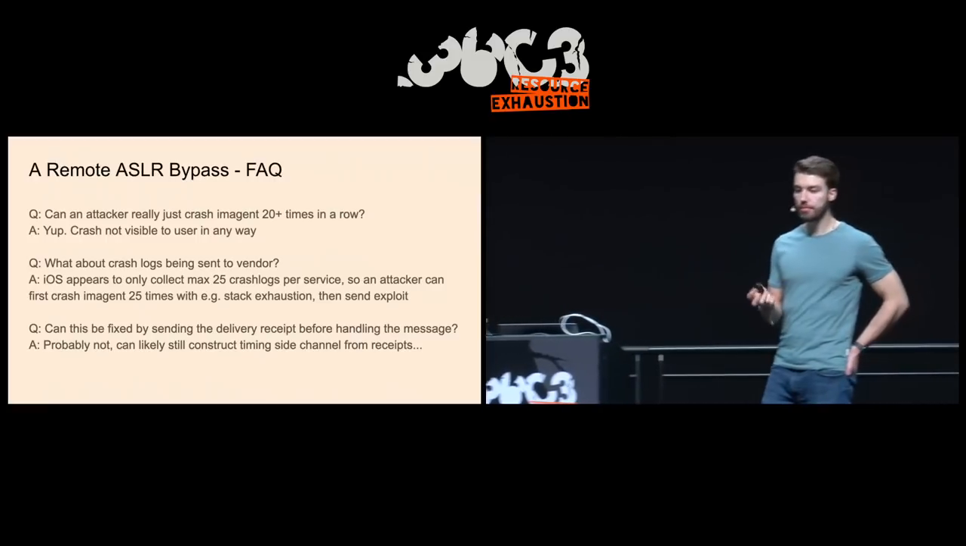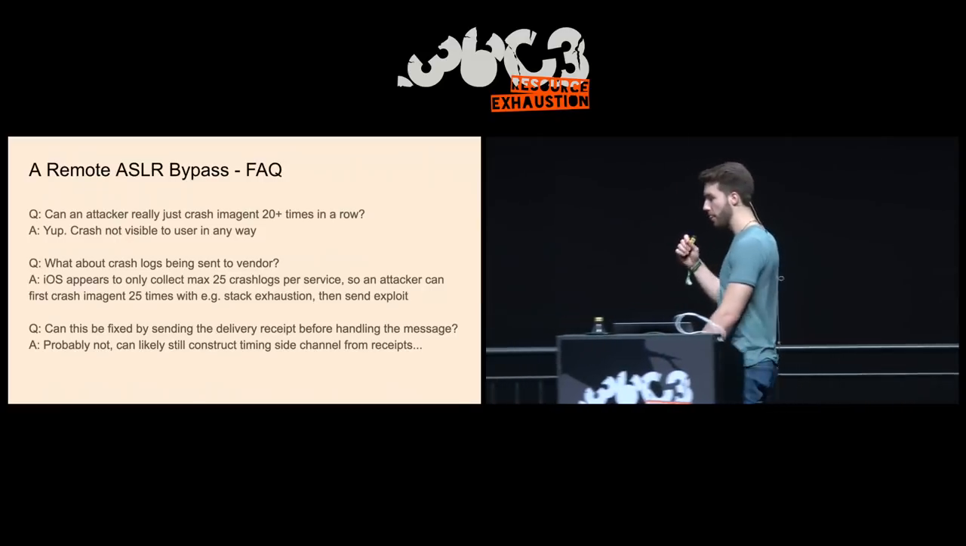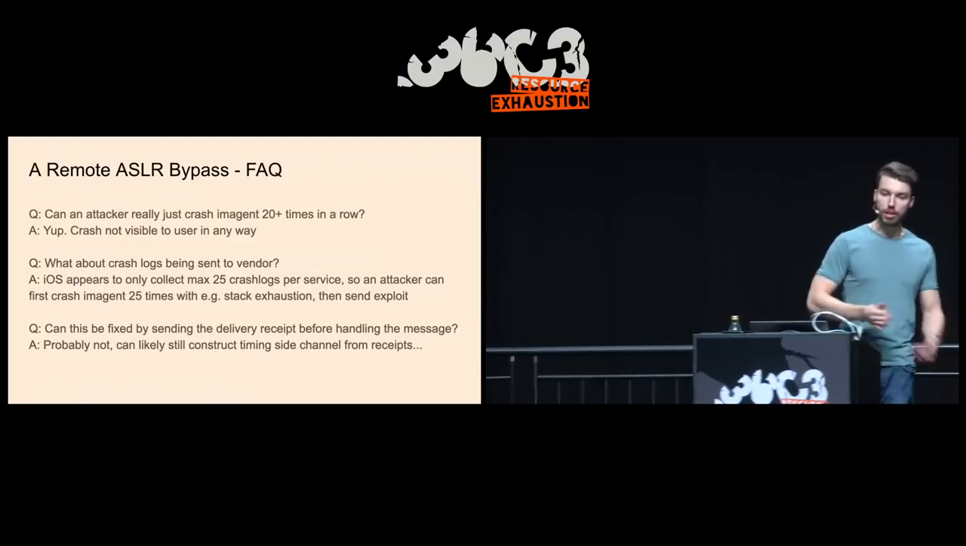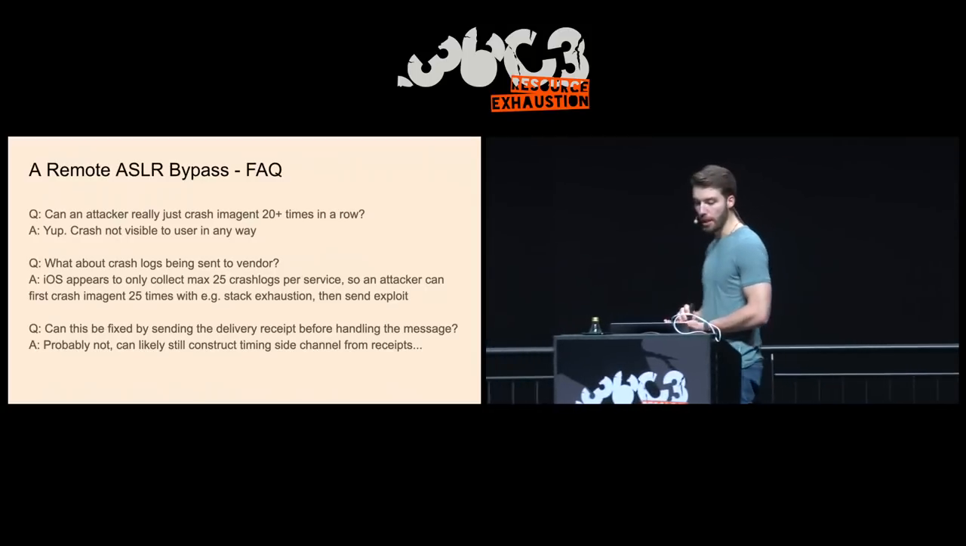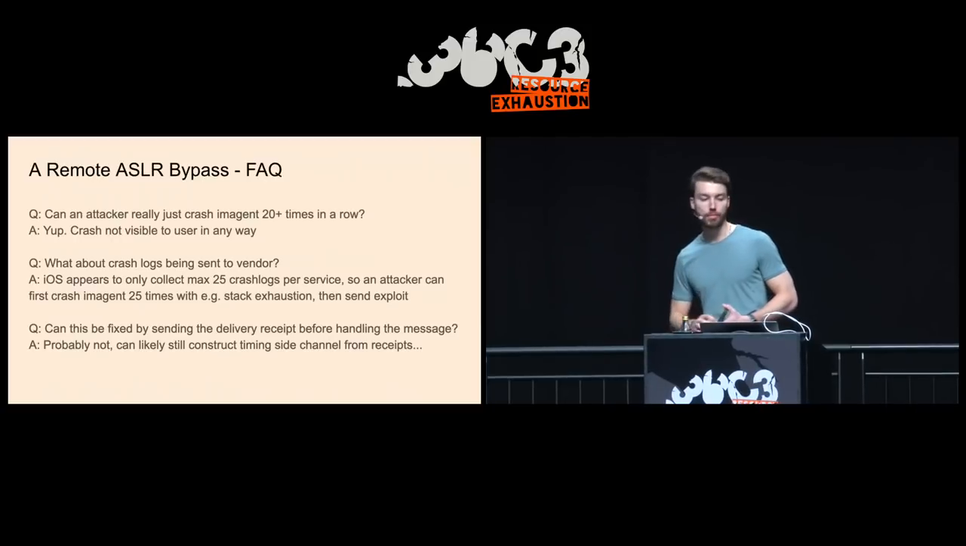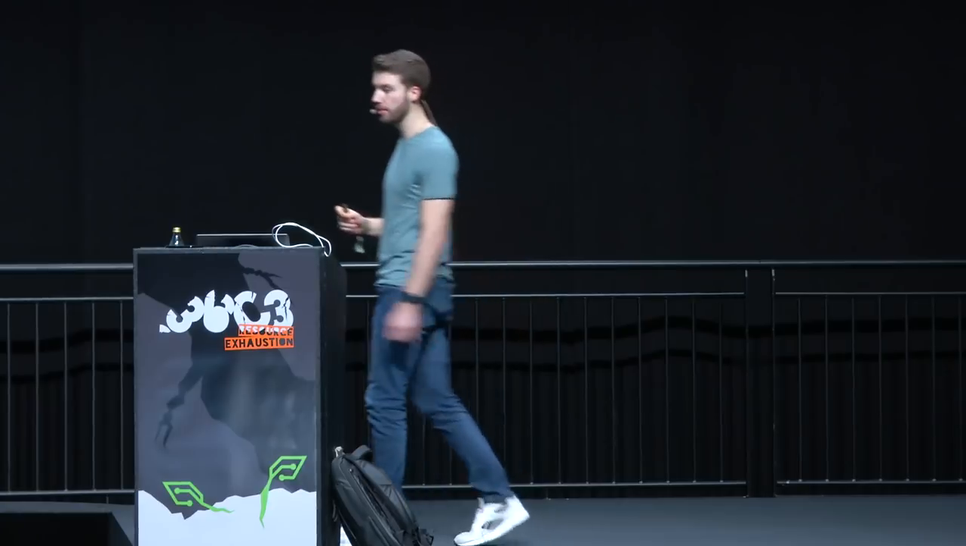Third question is whether this can be fixed by simply sending the delivery receipt very early on. I think this was my first suggestion to Apple, to just send this delivery receipt right at the start. Eventually I figured out it doesn't really work because you can still make some kind of timing side channel, because when a daemon crashes multiple times, it's subject to some penalty and it will only restart a few seconds or even minutes later. So from the timing of getting a delivery receipt, you can still basically get this oracle, right? So it doesn't really work by just sending it earlier. I'll go into some other ideas that might work later.